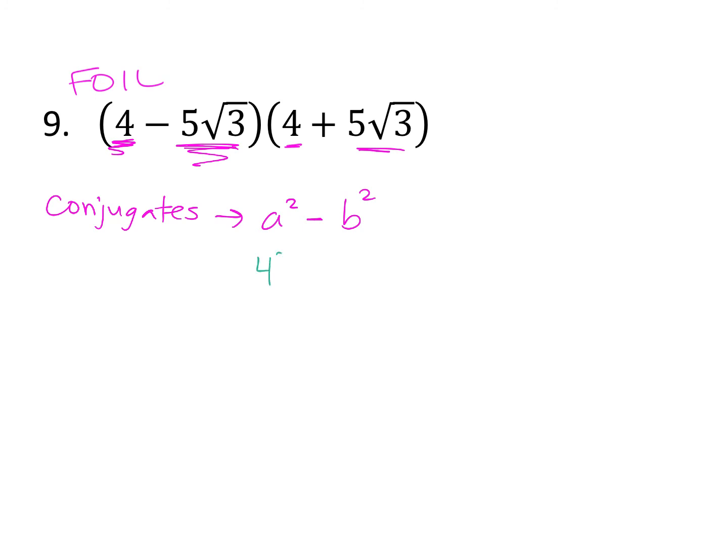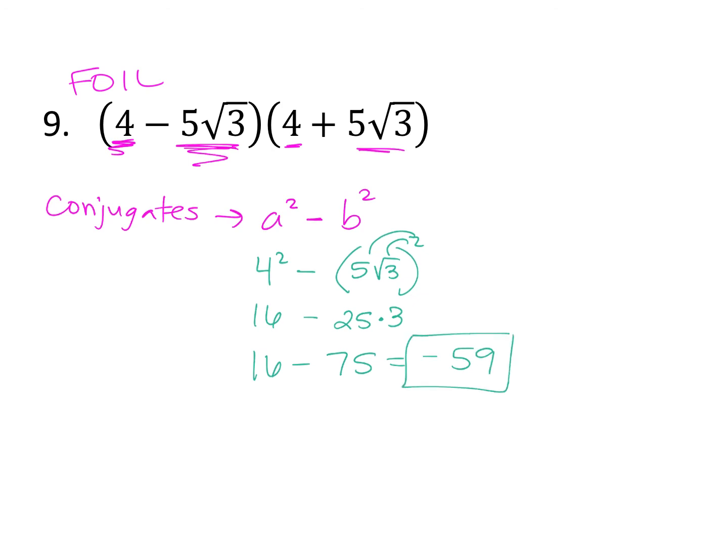A squared would be 4 squared minus b squared, which is 5 rad 3 squared. Isn't that 25? It's not 25. 25 is part of it, right? Because you have to square both pieces of it. So this is 25 times what? What's the square root of 3 squared? 3. My bad. So you get 16 minus 75, which is negative 59. Is that right? I think so. So that's your answer.